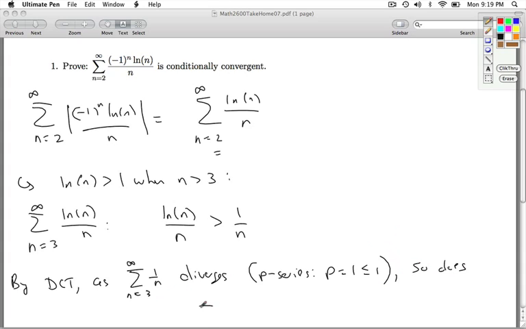So does the series we're given, the series from n equals 3 to infinity of ln n over n. But once again, a finite number of terms does not change convergence or divergence. So hence, the series from n equals 2 to infinity of ln n over n diverges.